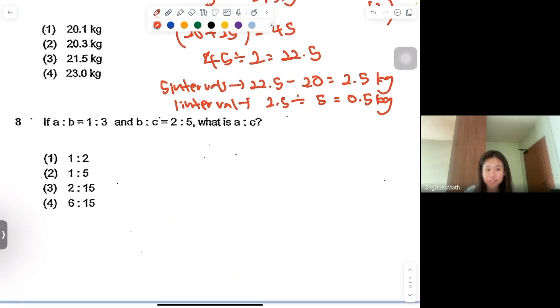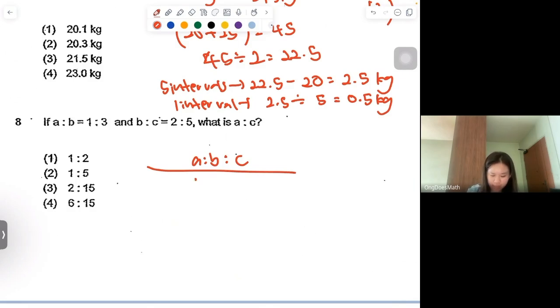We have a ratio question. A is to B is 1 is to 3, and B is to C is 2 is to 5, and they ask you what is A is to C. So A is to B is to C. You just have to write them down. A is to B is 1 is to 3, as shown here. B is to C is 2 is to 5, as shown here.